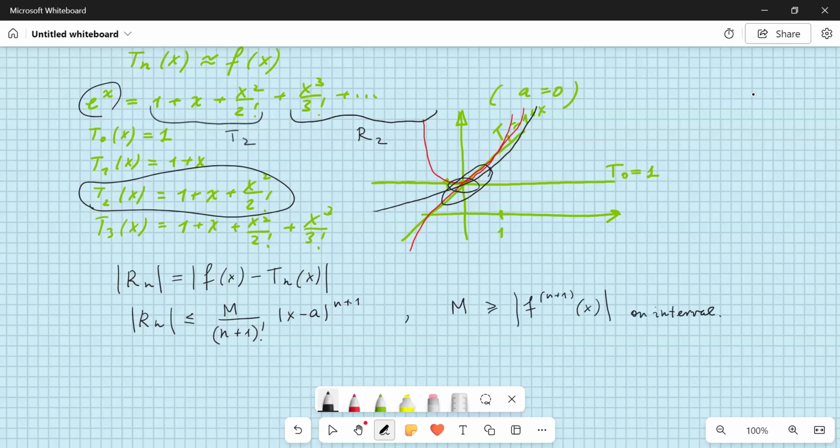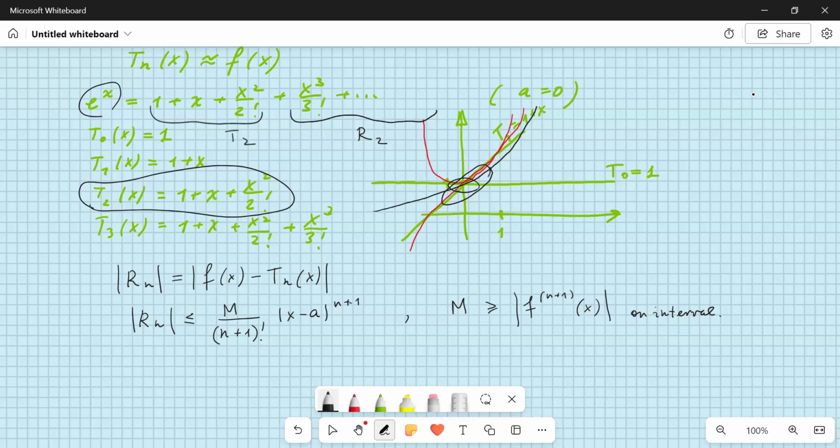Okay, so basically that's exactly the nth term, just with a few extra details: here is the absolute value of the n plus 1 derivative on the interval, here is x minus a to the power of n plus 1, absolute value. Factorial is just like a factorial.